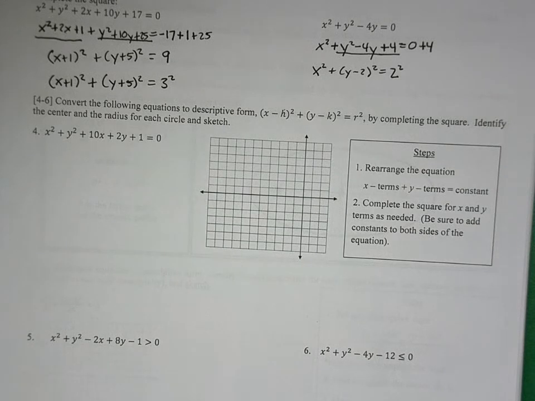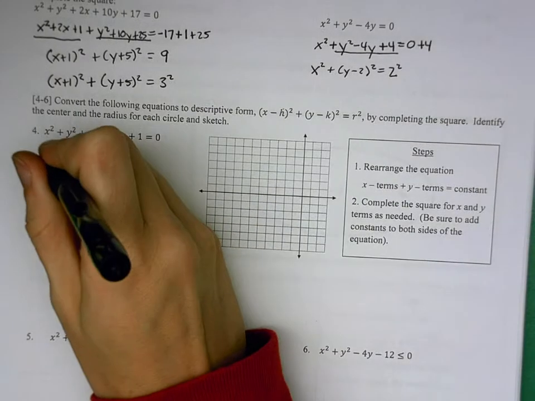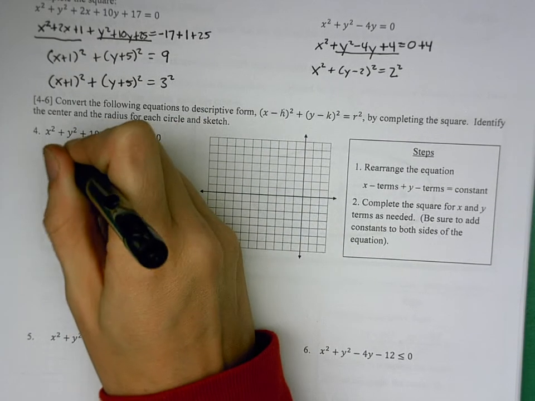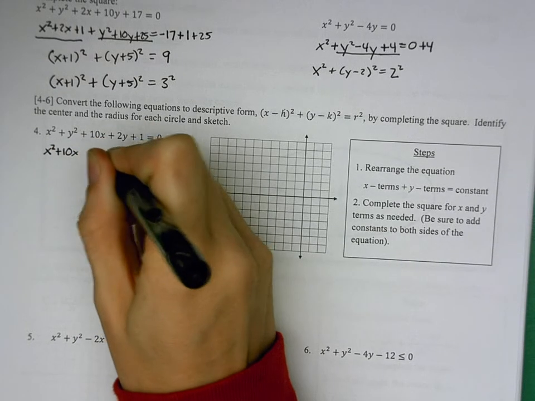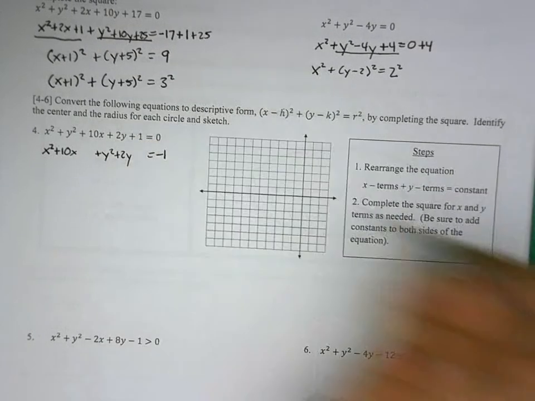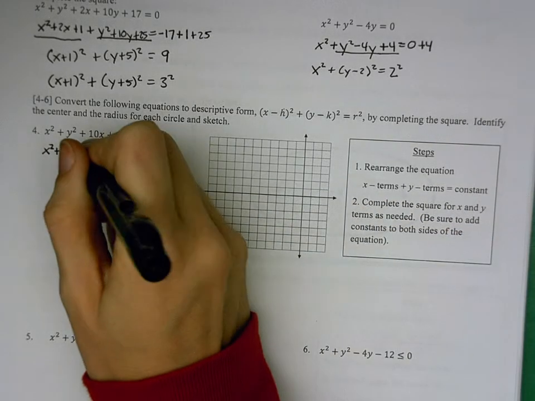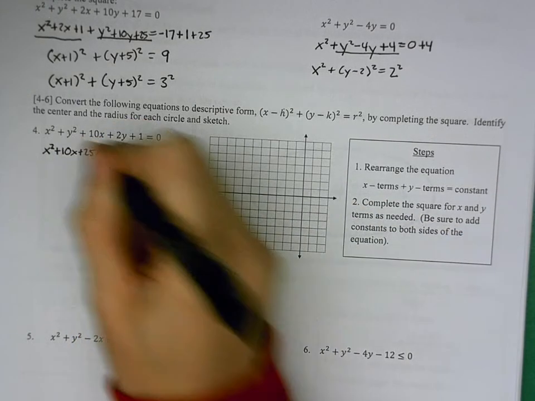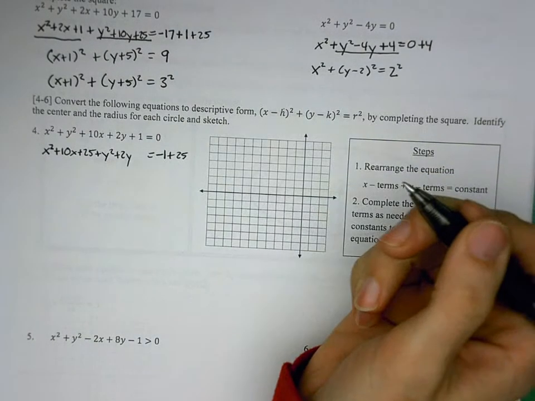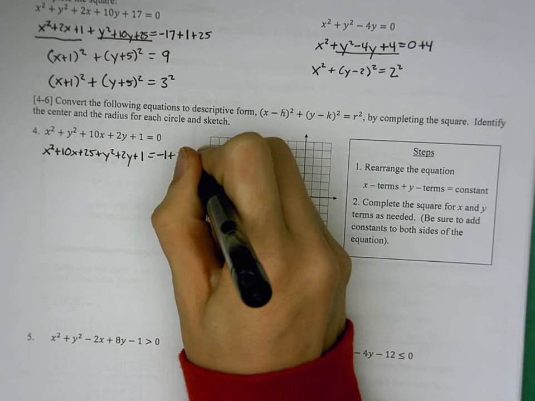Okay, so here we go. Completing the square. x's and y's both squared, so I'm going to keep them together. x squared and 10x, y squared and 2y. 1 is an oddball, I'm going to subtract it to the other side. Okay, what's half of 10? 5. Squared, 25. Have to add that to the other side as well. Half of 2, 1. Squared, 1. And have to add that to the other side as well.